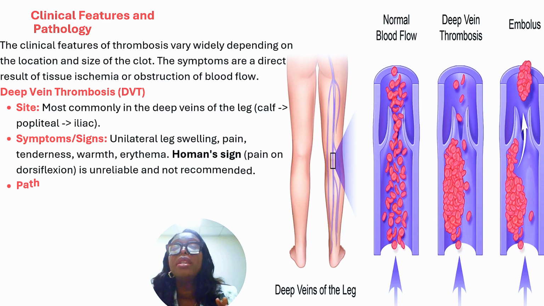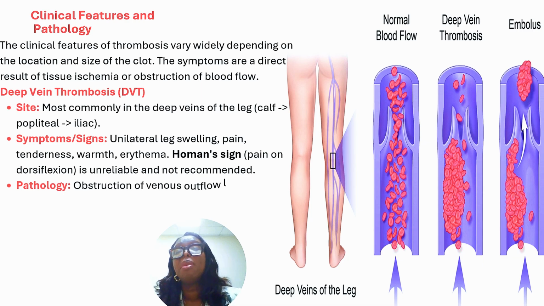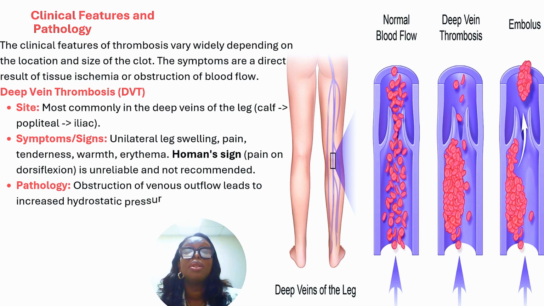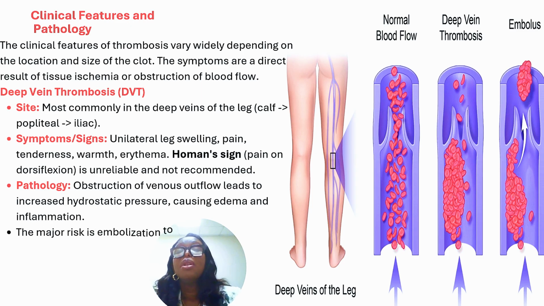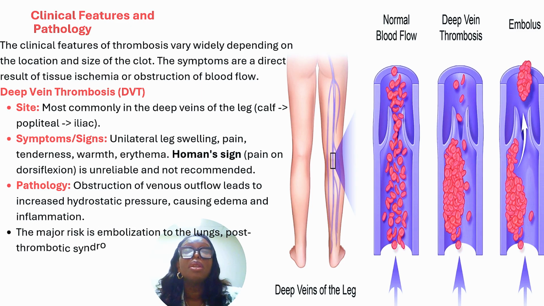So we have deep vein thrombosis. Remember that deep vein thrombosis is also an example of venous thromboembolism. So under venous thromboembolism, we have two pathological conditions, deep vein thrombosis and pulmonary embolism. So we are looking at deep vein thrombosis. The site, as indicated in the diagram that you are seeing here, is on the leg. The site is most commonly the deep veins of the leg.